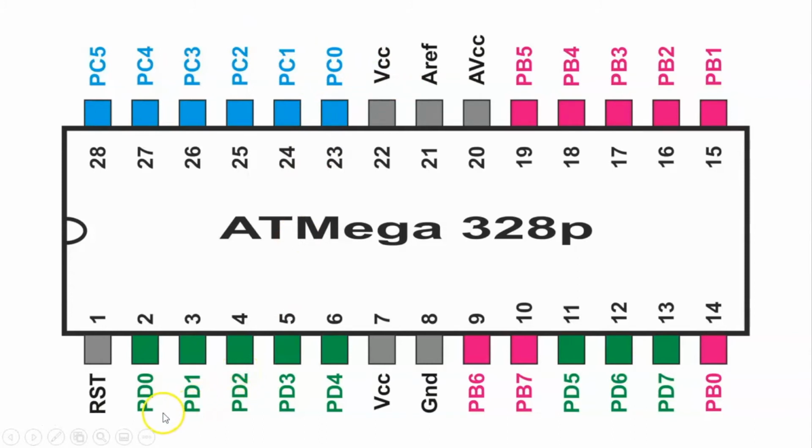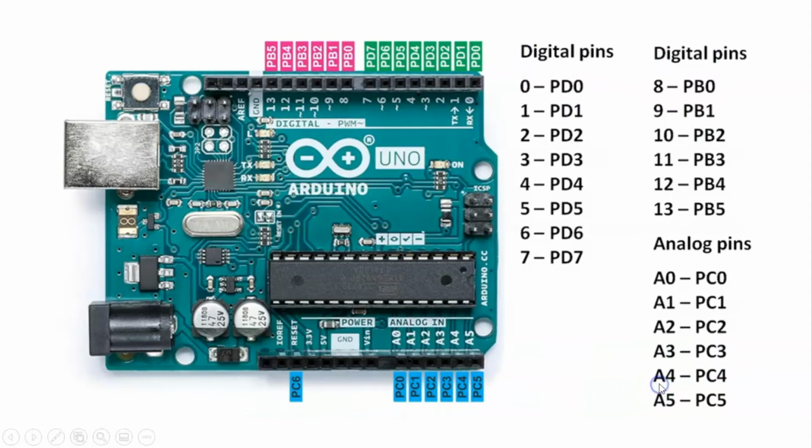Now in port D there are 8 pins, here shown with green line, green pin: PD0, PD1, PD2, PD3, PD4, then PD5, PD6 and PD7. Now the configuration of all these pins according to their ports can be seen on this Arduino board here.